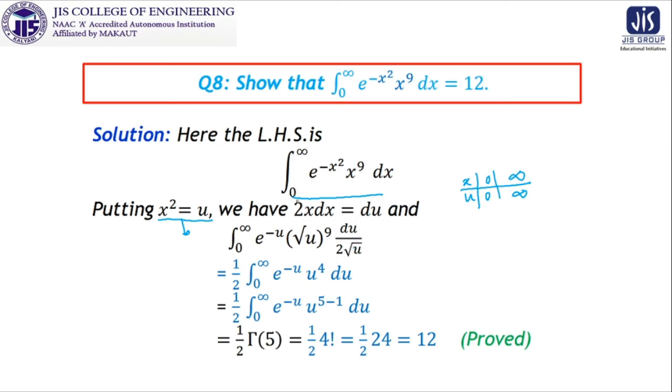Okay. So what we get: this half is taken outside, 0 to infinity, e to the power minus u, root over u to the power 9, meaning u to the power 9 by 2, into u to the power minus half, because it is root over u in the denominator. So what we get is u to the power 9 by 2 minus half, that is u to the power 4. 8 by 2, that is 4. So in the next line we have written u to the power 4.